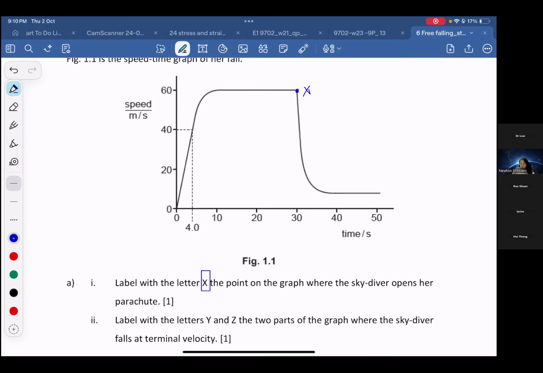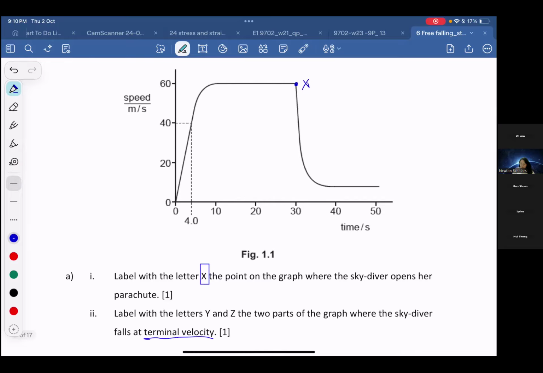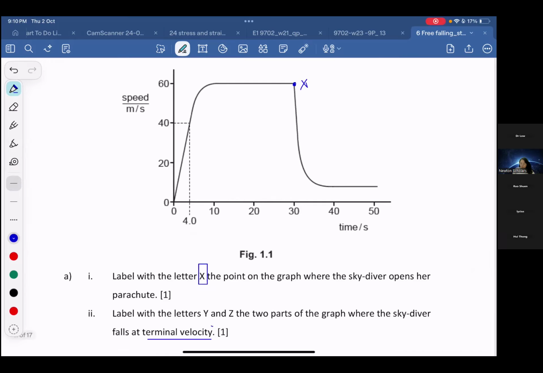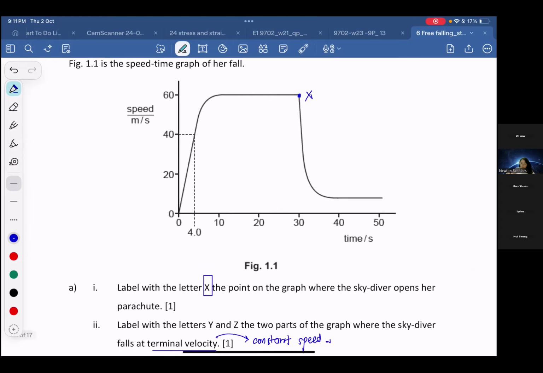Okay. Label with the letter Y and Z to show the skydiver falling with constant velocity or terminal velocity. This one means constant speed. The speed doesn't change, it is maintained. So from where to where does the speed actually not change? So at here, this part and this part.